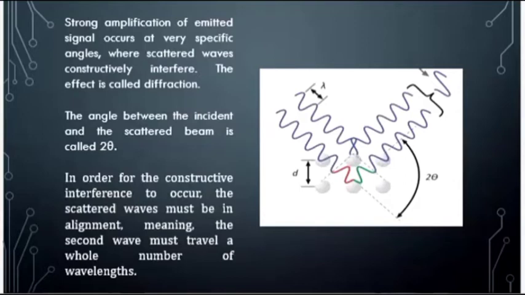The angle between the incident and the scattered beam is called 2 theta. In order for the constructive interference to occur, the scattered waves must travel in alignment, meaning the second wave must travel a whole number of wavelengths the same as the incident beam or wave.